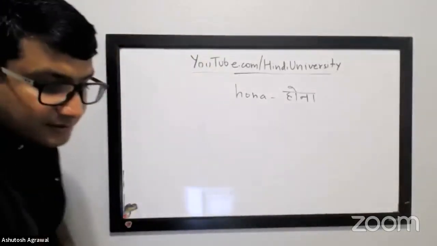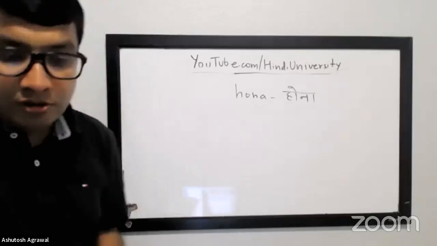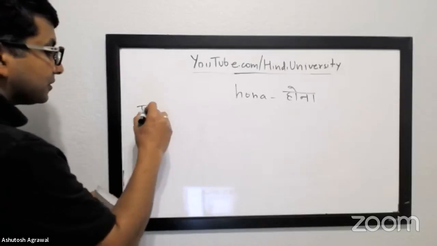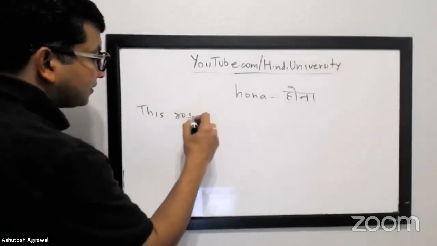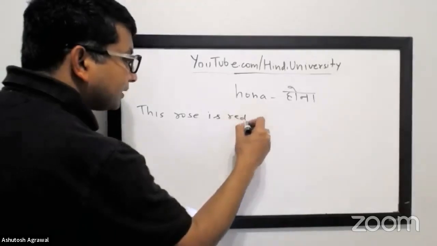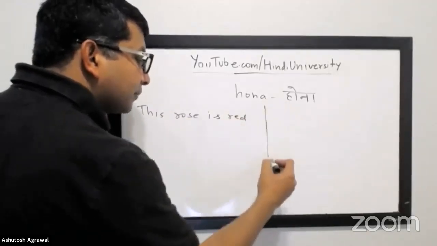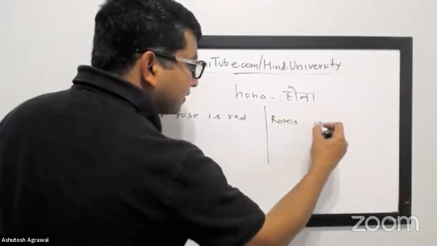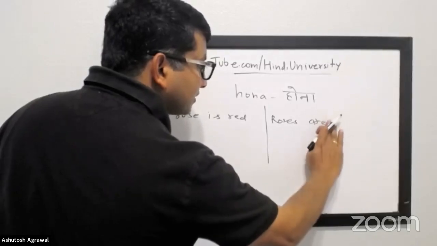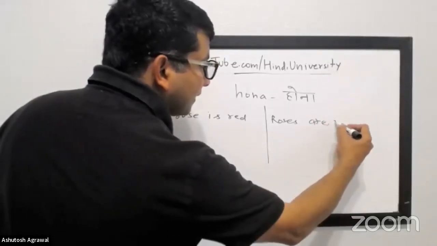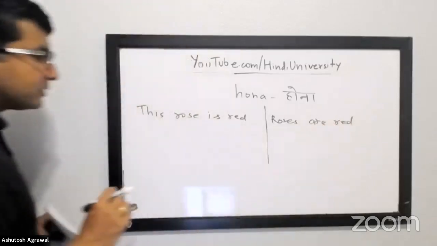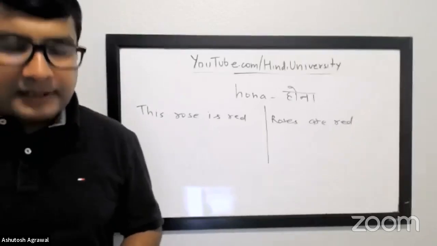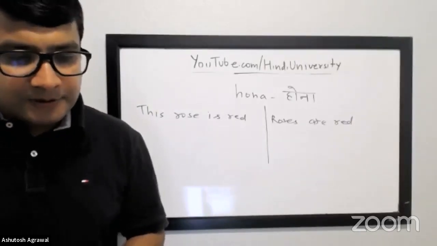So let's look at sentences which are universally true. Let's say I have an example: this rose is red. I'm going to take this example directly from Richard Delacy, and then I'm going to give a lot of my own examples. Versus: roses are red. I wrote two sentences. Forget about Hindi for now. What difference do you see in these two sentences?